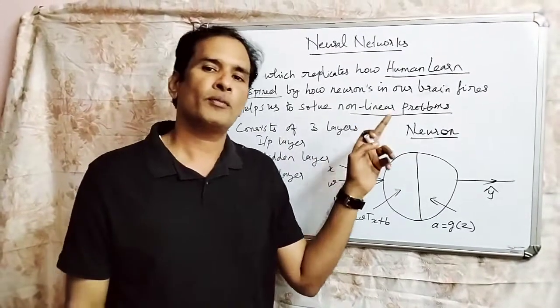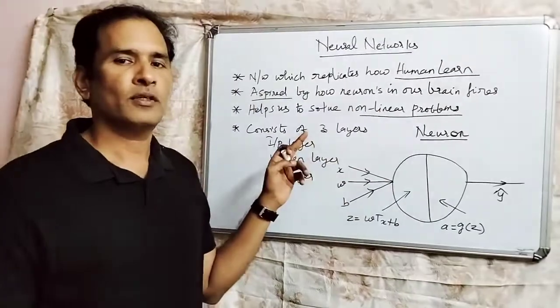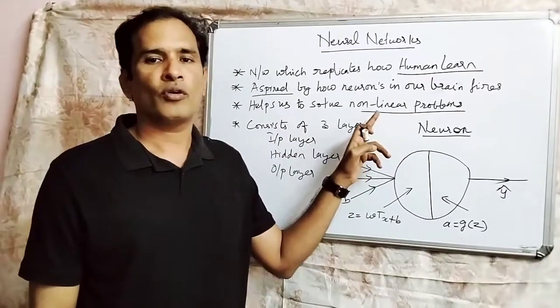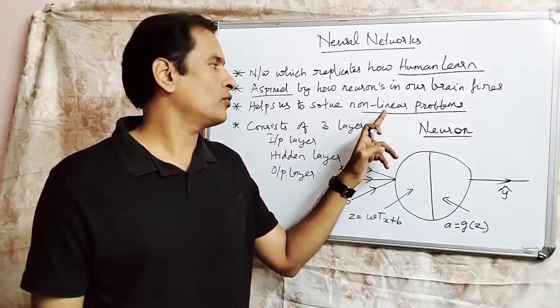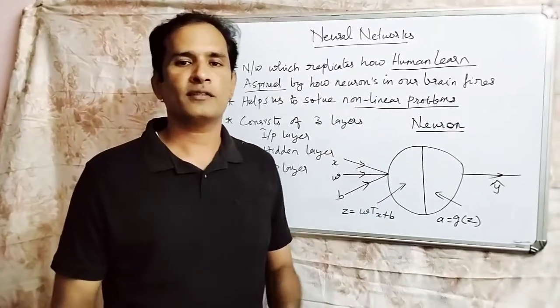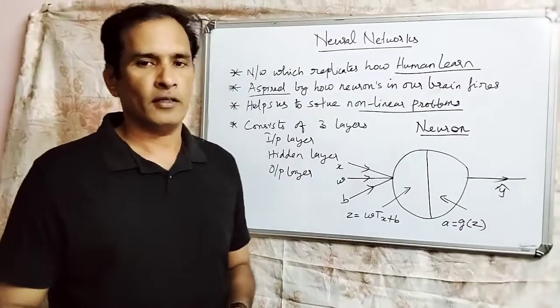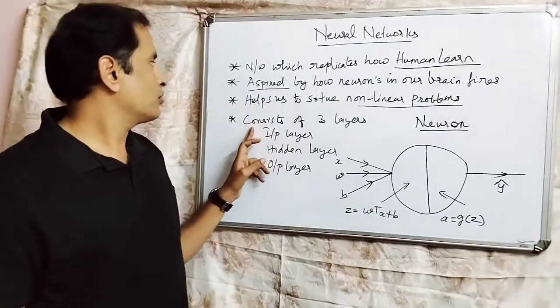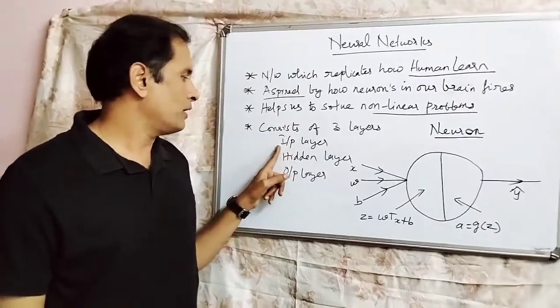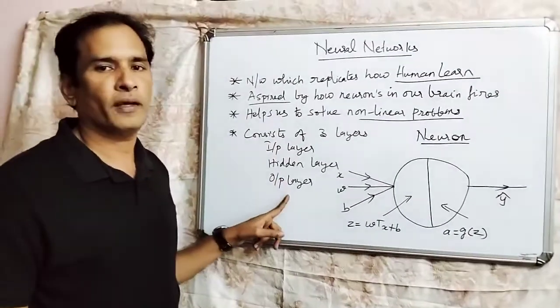Usually linear problems are very easy for machines to solve, but when we come to the non-linear case, it is very difficult for a machine to solve. But for humans, non-linear problems are easy to solve because of their experience, their understanding and their learning. Then, coming to the fourth point, a neural network consists of three layers: the input layer, the hidden layer and the output layer.